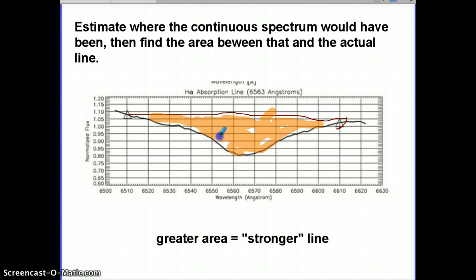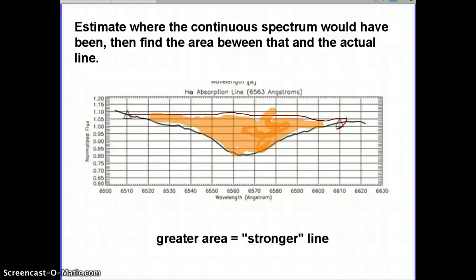I can fill in this area, and if I wanted to actually calculate the area, for instance, by adding up all of the little boxes, so 1, 2, 3, 4, 5, 6, and so on, you have to estimate on some of them because they're not complete boxes, but you add up the area, and that will give you an estimate of how wide it is and how deep it is. That will tell you how strong the line is. The greater the area is, the stronger the line. Greater area goes with stronger lines.